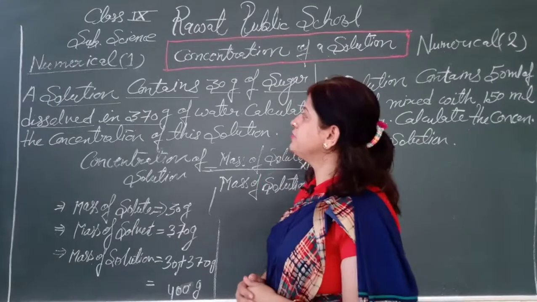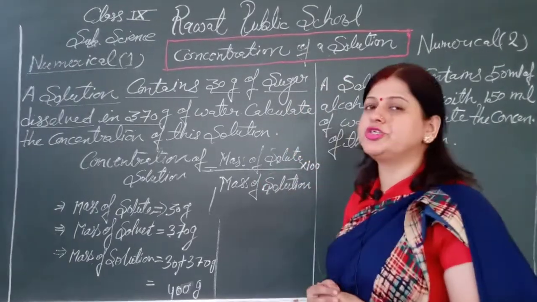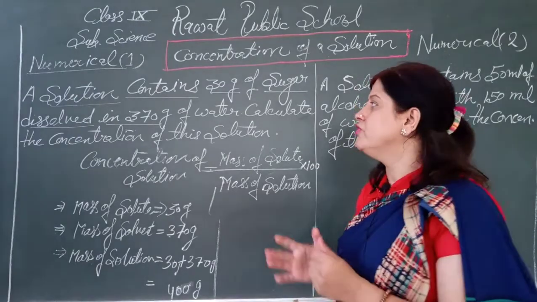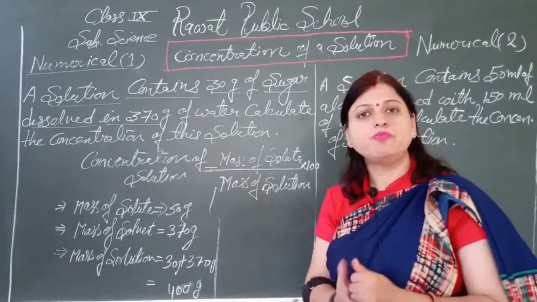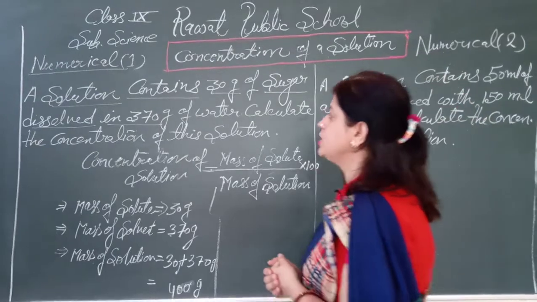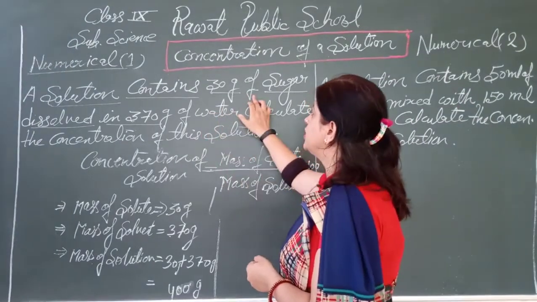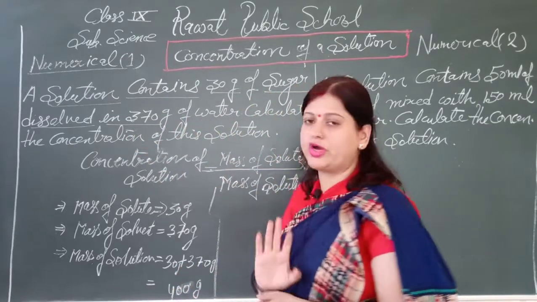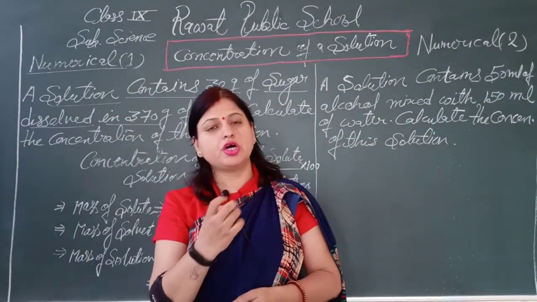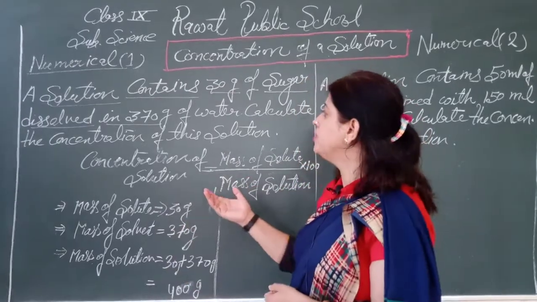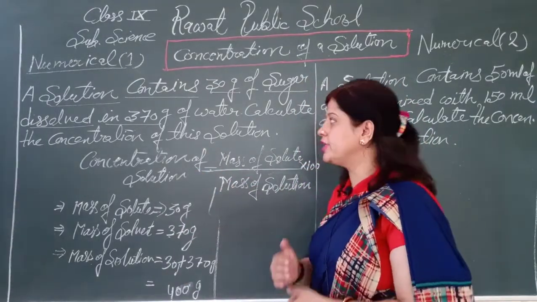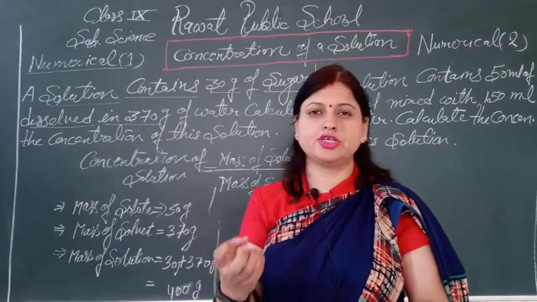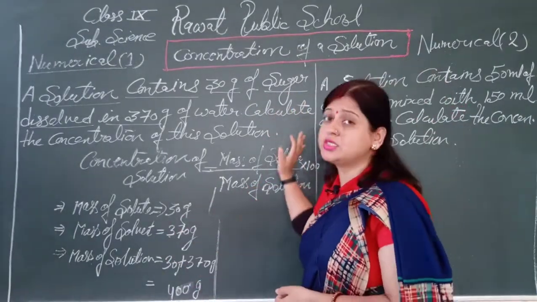So dear children, as we are discussing the concentration of a solution, I am taking some numerical problems based on the concentration of a solution. The first question is: a solution contains 30 gram of sugar dissolved in 370 gram of water. What is the amount of the solute? Here it is 30 gram, dissolved in 370 gram of water. We have to find out the concentration of sugar in this solution.